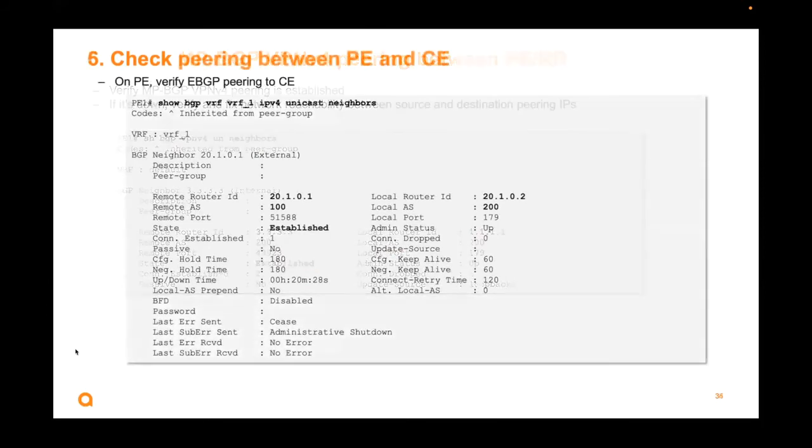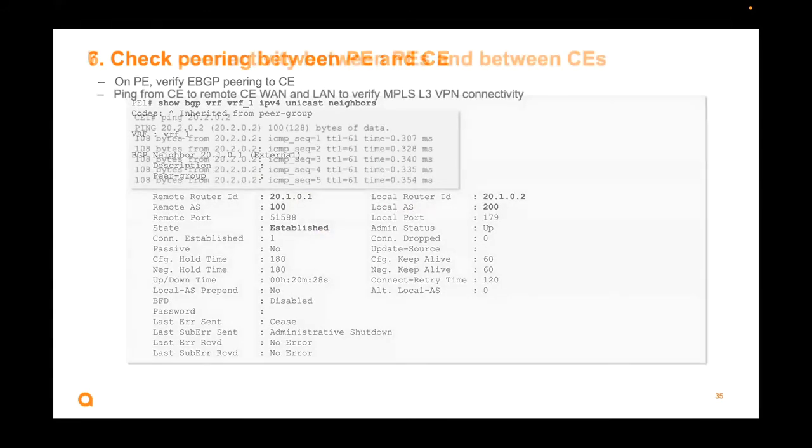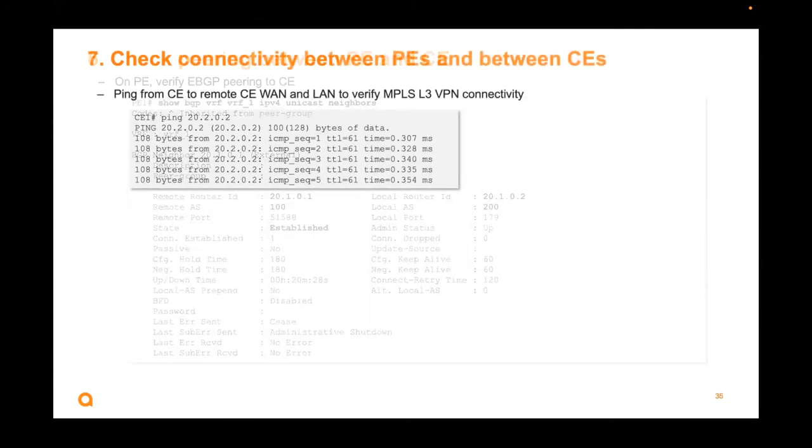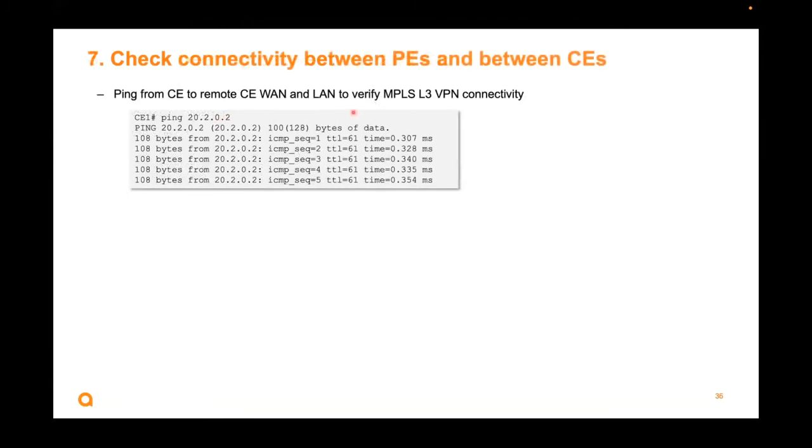On the PE, you want to verify your EBGP peering to the CE. This is the command to be used. You use the VRF with IPv4. So you can see here, right, your local AS and your remote AS numbers, because they're supposed to be different, because it's between PE and CE. Make sure it's established. On the CE, you want to make sure you can ping the remote CE, the WAN address and the LAN address, to verify connectivity.